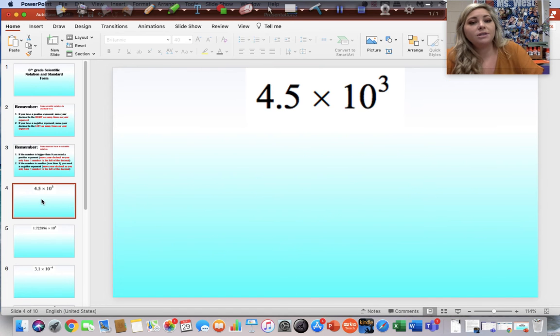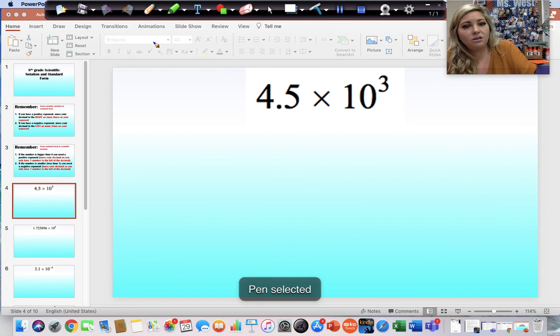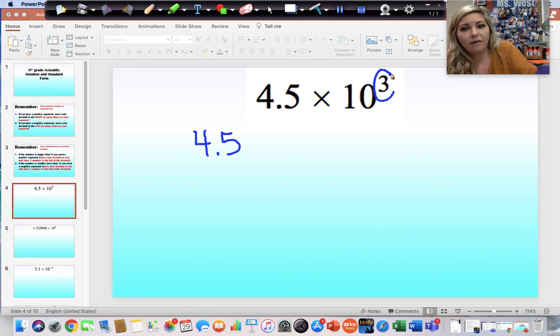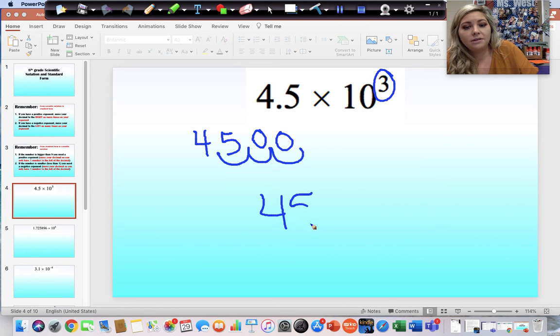Okay, so we are starting with scientific notation and we are moving to standard form. So we have 4 and 5/10, and we have a positive exponent of 3. That means our number is getting bigger, times 10 to the third power. So we are going to move our decimal point 3 times, 1, 2, and 3. So our number in standard form is 4,500.